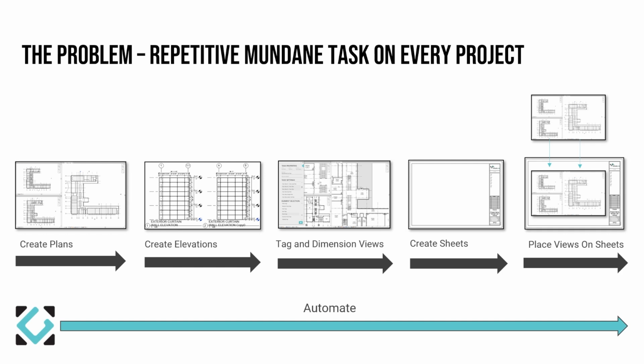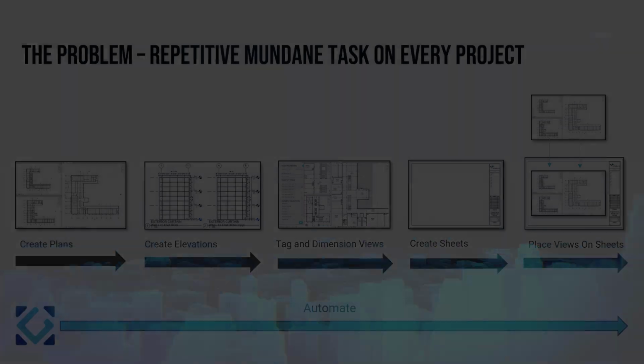And further, we also have bundles. So today we're going to be looking at how you can automate view creation, sheet creation, dimensioning, tagging, and dropping views on sheets with Glyph. So let's jump right into the demo.